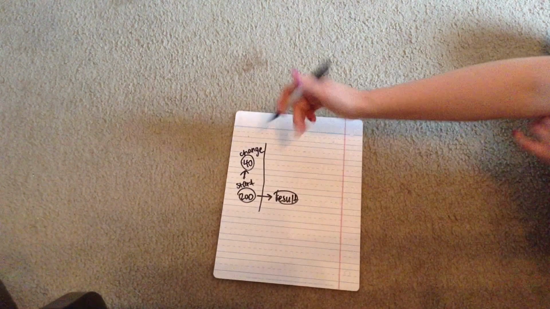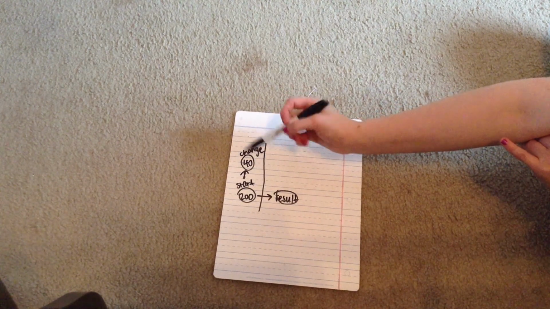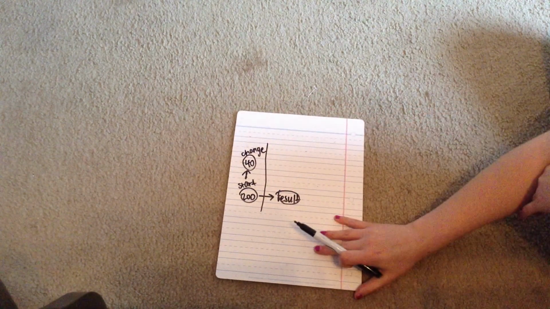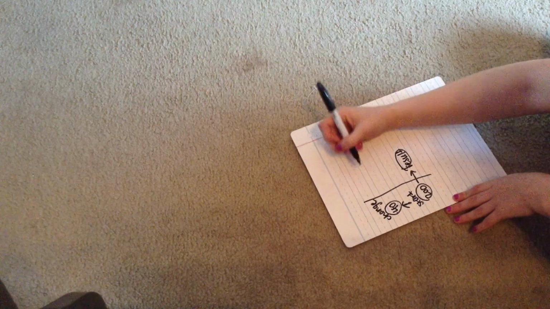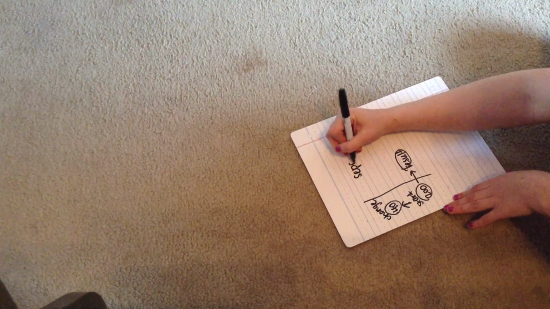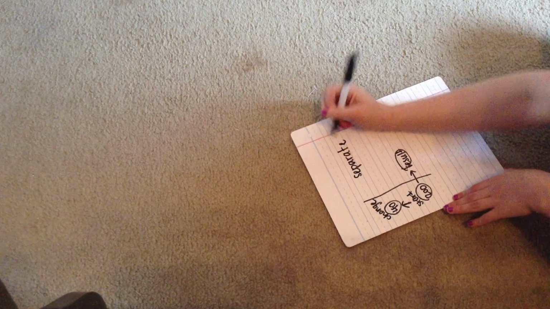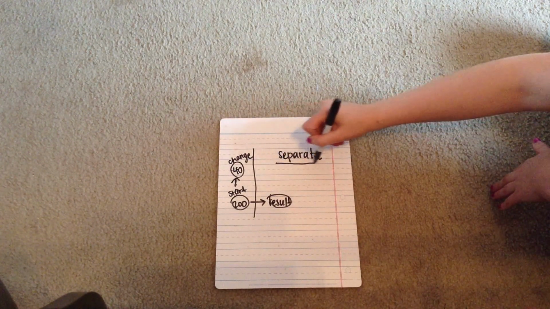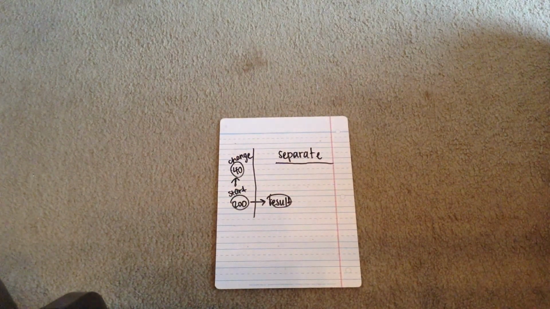So, we've connected our 40 and our 200 because our 40 is going to change our 200 in some way to give us a result. That lets our students know that they're going to be doing a separate problem. Now, we can't just stop there.